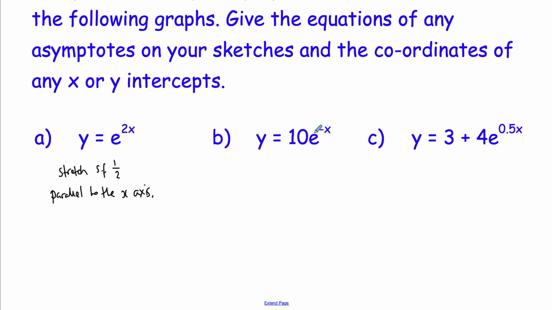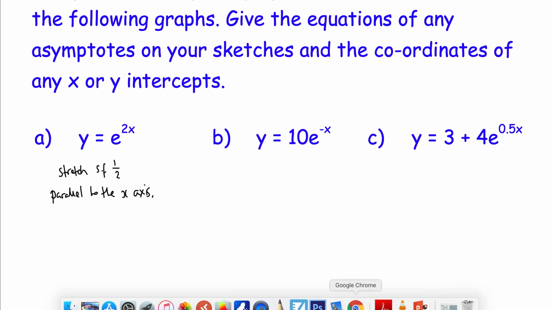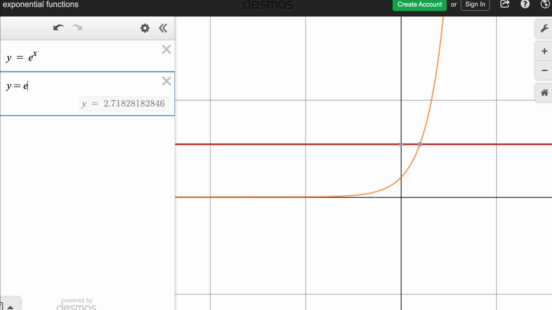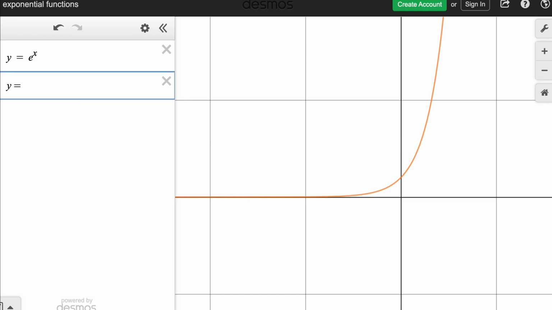The next question is 10e to the minus x. So we need to think about what e to the minus x will look like first, and then we need to think about what 10e to the minus x will look like. So let's go from the very beginning. Let's think about e to the power of x, normal e to the power of x, which we've got again is our orange line.